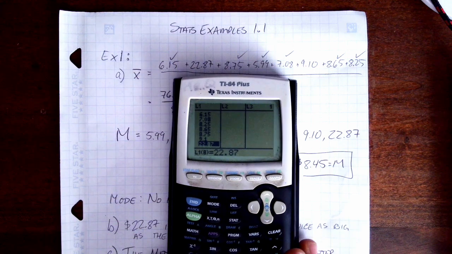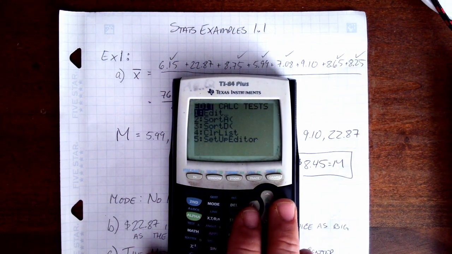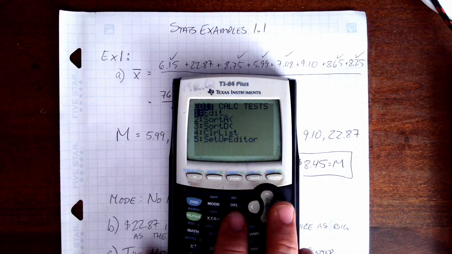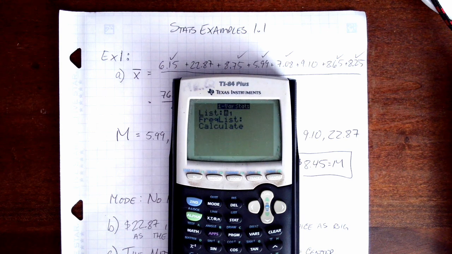Again, this is a calculator. It will calculate a lot of things for you, including your mean and your median. So if you go back to the stat menu, you go to calculate, one variable stats. You may need to choose L1, second one. Your software may look a little bit different from this. I'll show you what that looks like on the TI-83 in a moment.